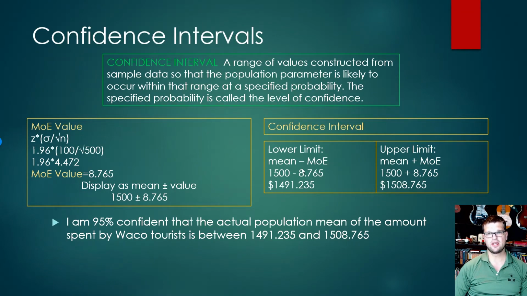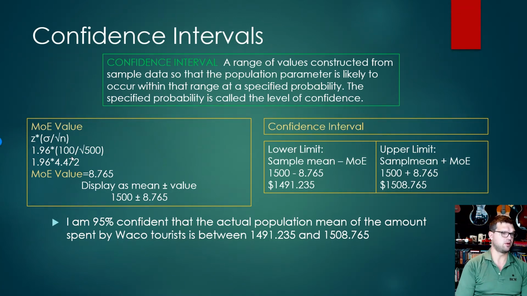So the lower limit is the sample mean minus the margin of error, and the upper limit is the sample mean plus the margin of error. That gives us the lower limit, and that gives us the upper limit of the margin of error. And let me just make this a little bit easier to see, so that way we've got the upper limit and lower limit.